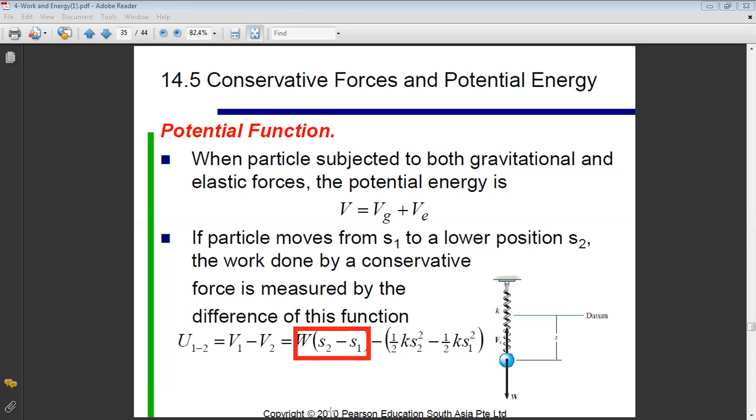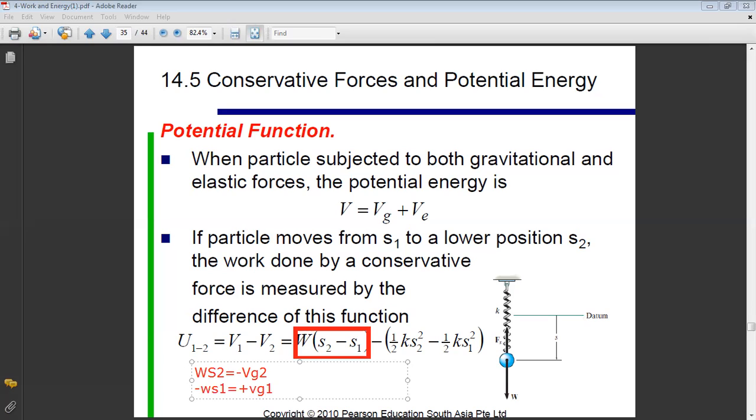So if you look at your expression, you can say that I can replace W S2 by what? W S2 is equal to minus the gravitational potential at state 2. Why? Because when you have a downward axis, you write the gravitational potential as minus W S. So W S2 is minus Vg2 and minus W S1 is equal to plus Vg1, the gravitational potential at state 1.